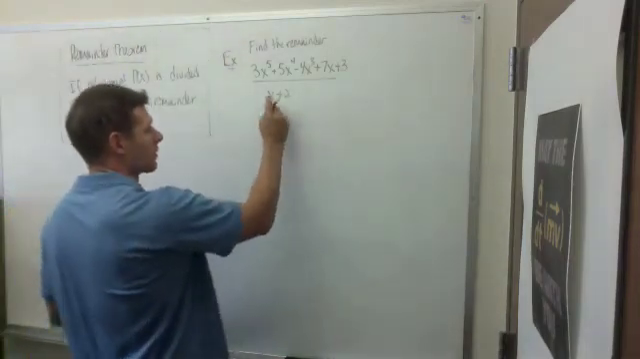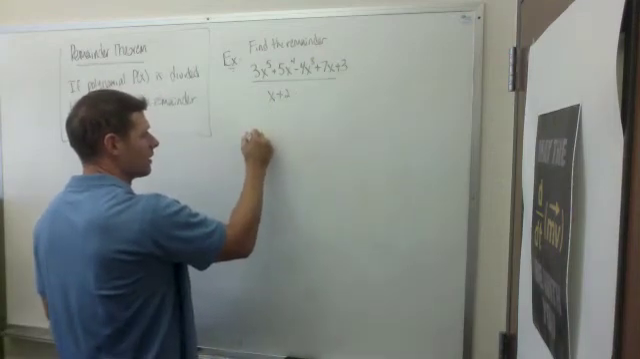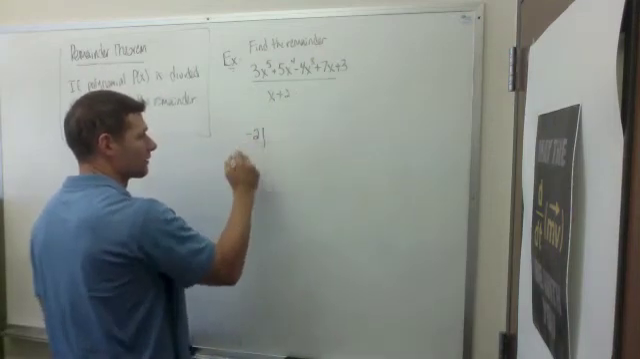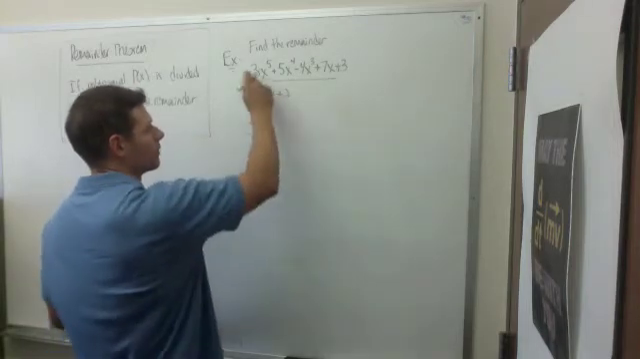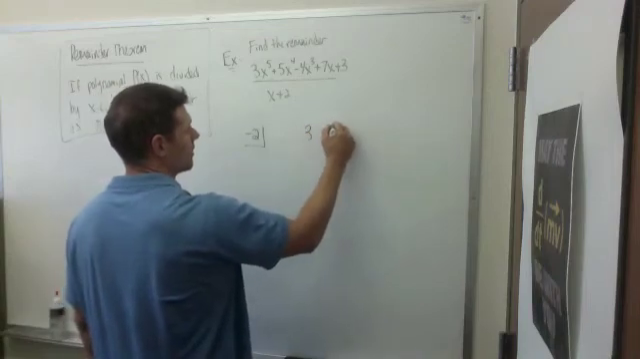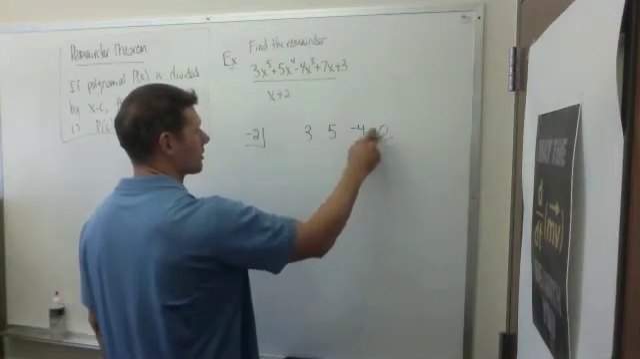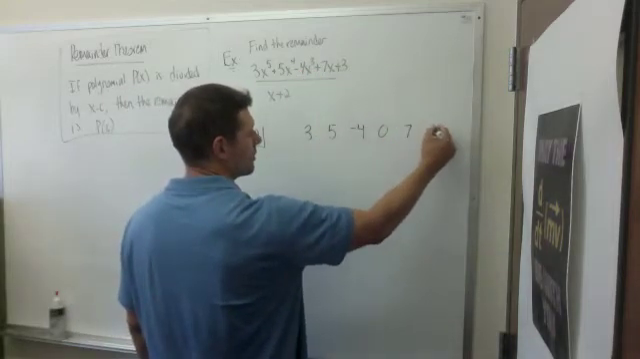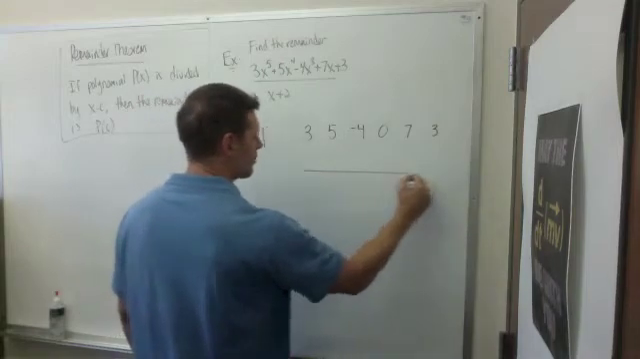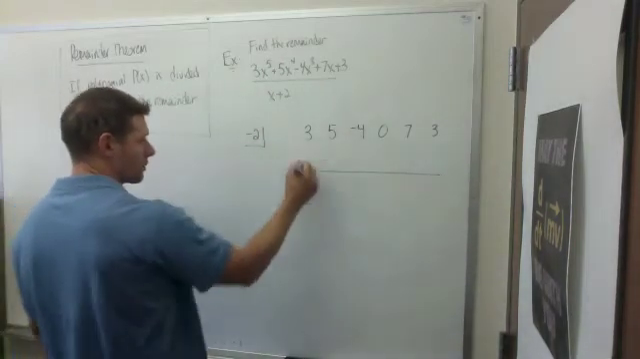So let's, first off, we have x plus a number, so we want x minus a number, so we know that our c is negative 2, right? So we always want x minus what? x minus negative 2. Then we put the coefficients down, 3, 5, negative 4. Why 0? Because there's no degree 2 term, 7, and then 3. Draw a line. Okay. Drop this one down.